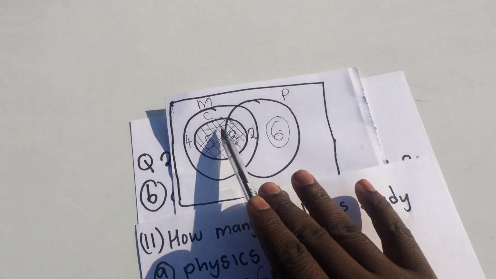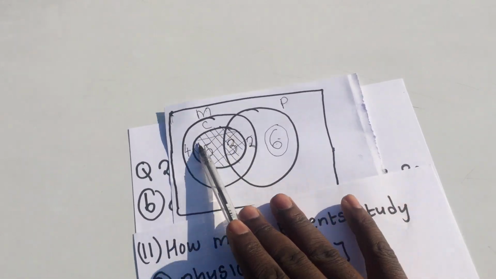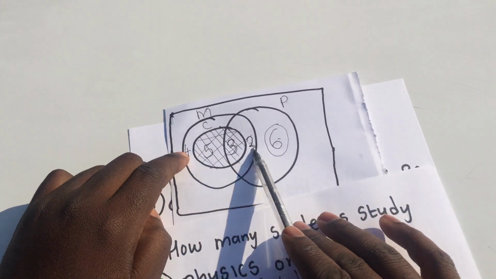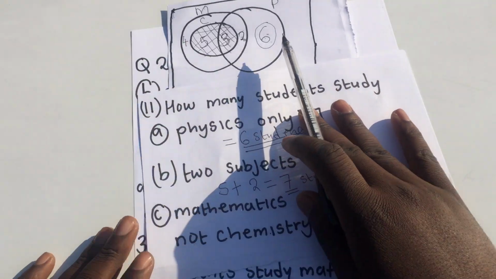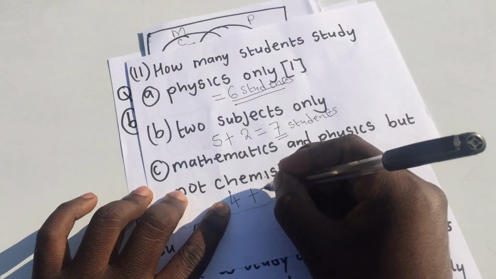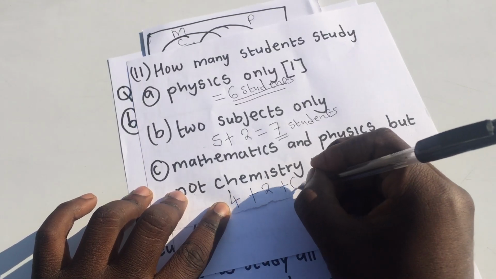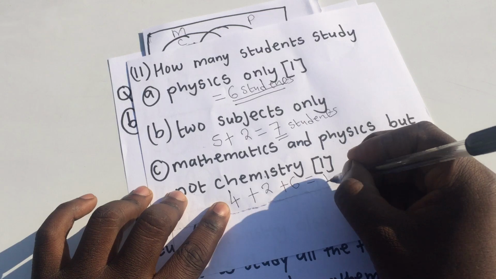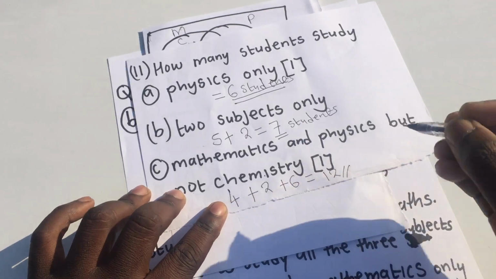So it means close chemistry. What has remained? Which is 4 plus 2 plus 6. So here you will say 4 plus 2 plus 6. What do you get? You get 12. So that's your answer there.